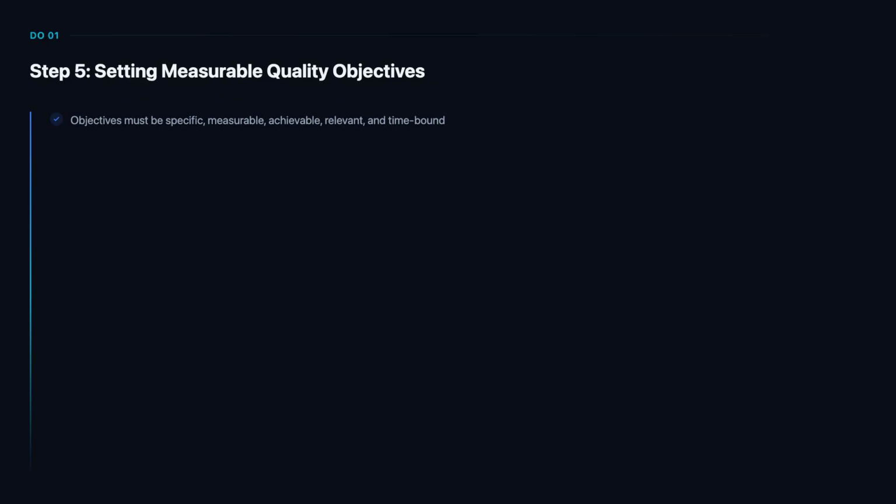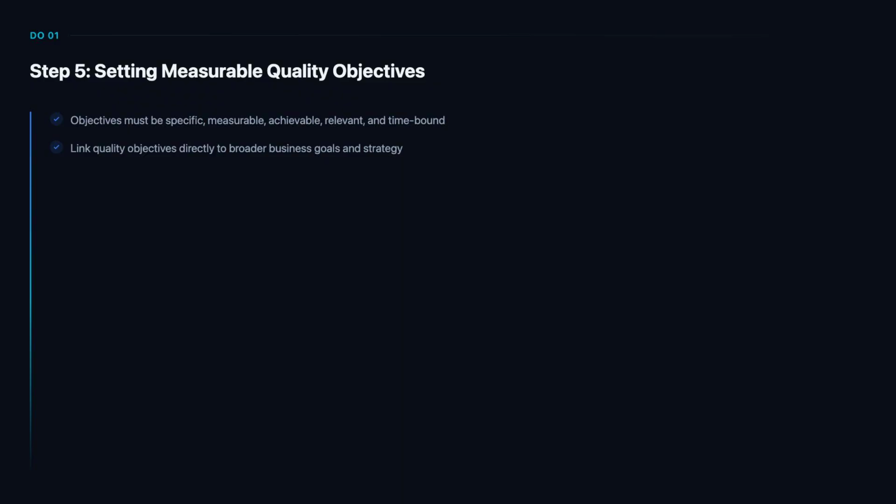Quality objectives must follow the SMART principle: specific, measurable, achievable, relevant, and time-bound. Vague goals lead to confusion and lack of accountability. Quality objectives should not exist in isolation. Link them directly to the company's strategic direction.